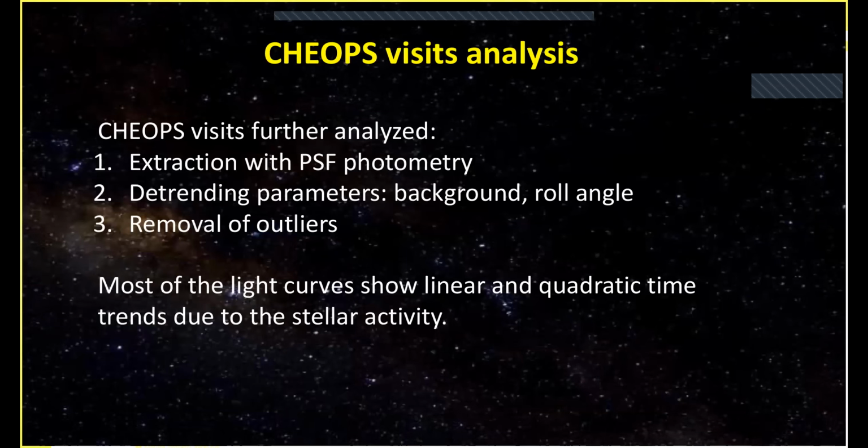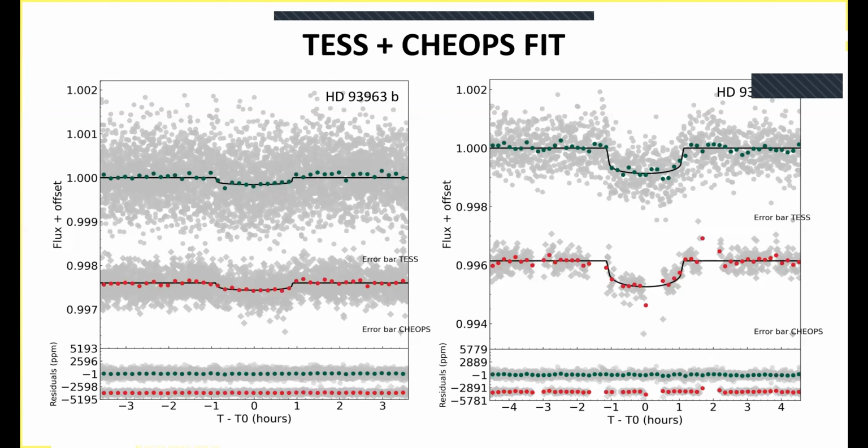Then we performed an analysis on the CHEOPS data, considering background and roll angle as trending parameters, and removing outliers. We also considered linear and quadratic trends, because the star is active anyway. We joined this with the detrended TESS data with Zitlalik, and then we performed the joint fit with Pianetti. Just as an elegant plot, I show you the joint fit in this slide, and you can see that the transits are well detected in both TESS and CHEOPS.